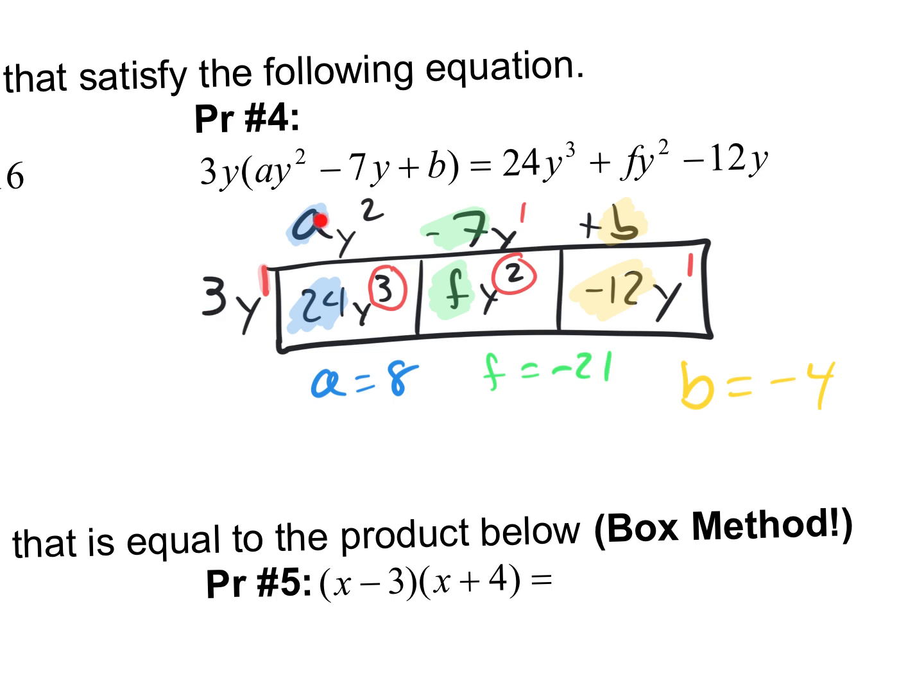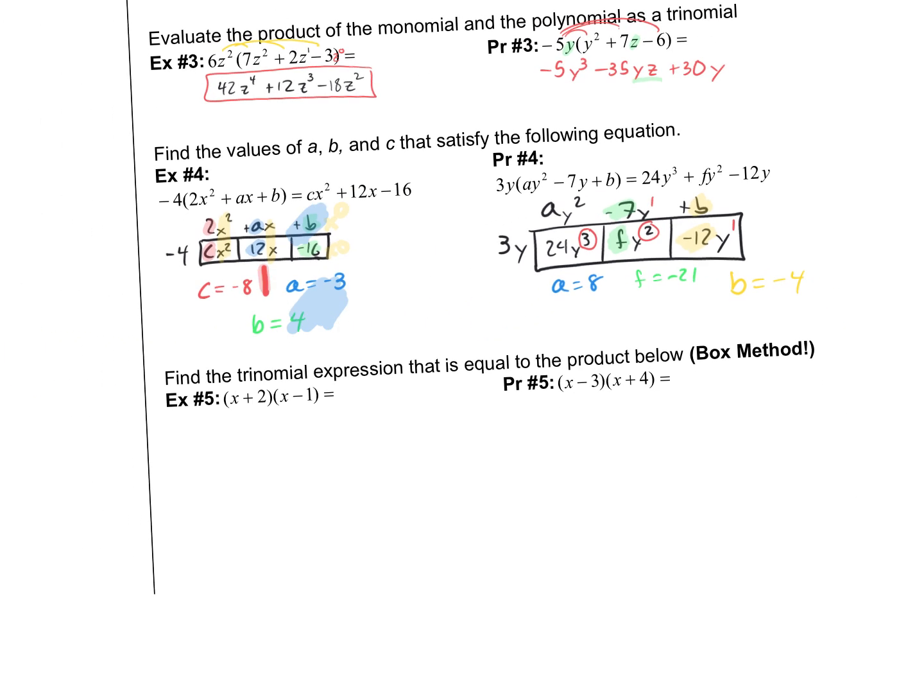And then all I have to do is 3 times what equals 24? Well, that's 8. 3 times -7 equals -21. And 3 times what equals -12? Well, that's -4. And so I have all my answers. Okay, let's keep moving on here.